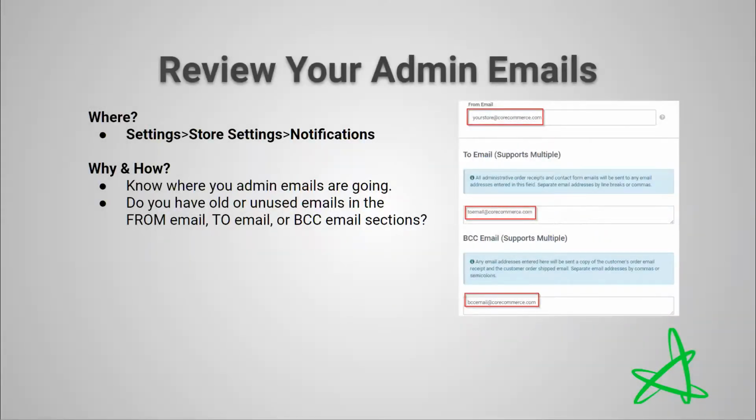The next portion is reviewing your admin emails. This section is going to be located in settings, store settings, notifications. And there's going to be three main portions. There's the from email. This is arguably the most important email, depending on what the domain is. So in our example here, you have corecommerce.com to the right of the @ sign, and then to the left could technically be any name here. CoreCommerce.com does have to be verified with our email server. If it is not, the system is automatically going to kick out those emails.